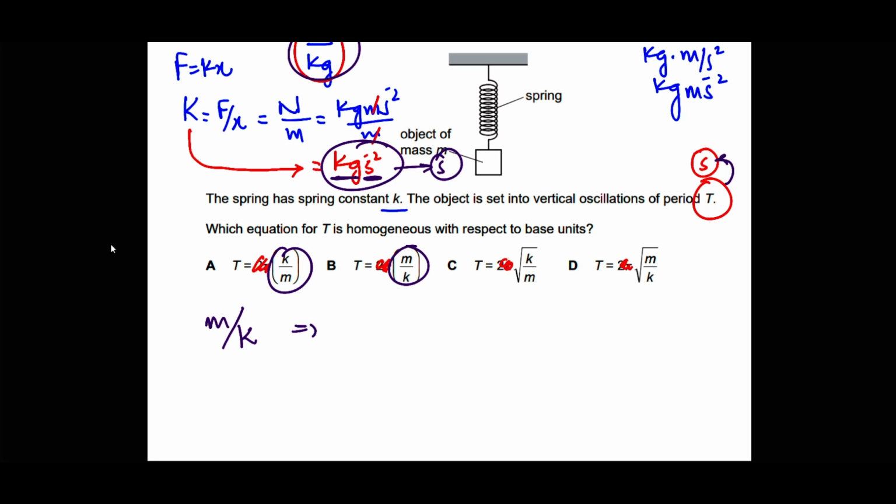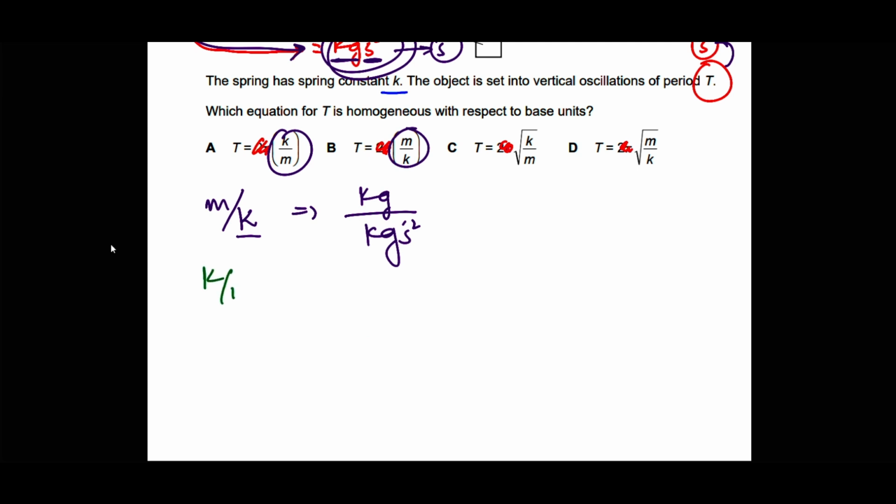Why do I say that? Because we can see that the unit of mass is kg, and the base units of spring constant are kg s minus 2. So kg s minus 2, right? You could have done this the other way around. For example, k divided by m would have done the same thing, kg s minus 2 divided by kg. Even in this situation, you can see that kg cancels out.